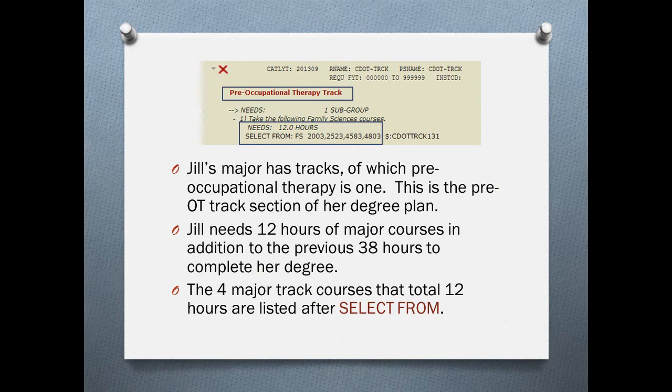Jill's major has tracks, of which pre-occupational therapy is one. This is a pre-OT track section of her degree plan. As shown here, Jill needs 12 hours of major courses in addition to the previous 38 hours to complete her degree. The 4 major track courses that total 12 hours are listed after Select From.